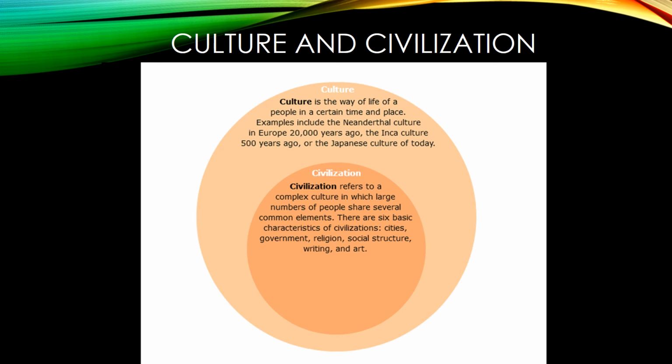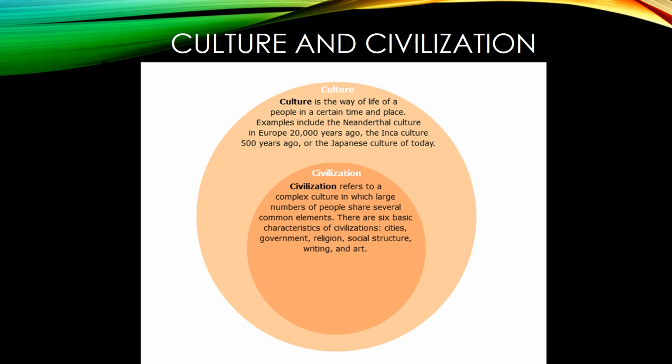Let's now take a look at culture and civilization. We need to understand the differences in the two. To help you understand that, we're going to discuss the differences in culture and civilization through this chart. And then later on, in just a little bit, we're going to look at the basic characteristics of civilization. Okay, so on our chart here, we have culture. Culture is the way of life of a people in a certain time and place.